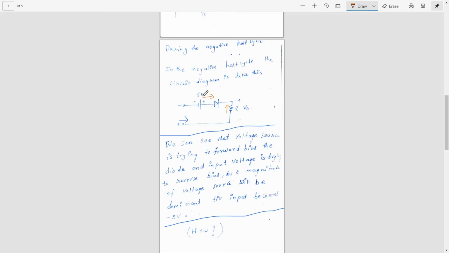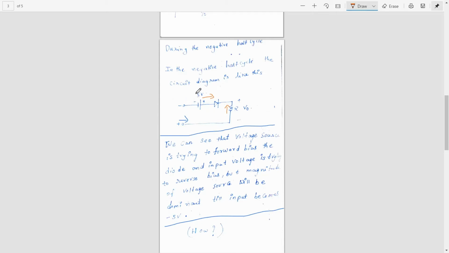So this is trying to forward bias, and the current due to the input is opposite to the arrow of the diode. So it is trying to reverse bias, or turn off the diode, and the other is trying to turn on the diode. Now when will it turn on and when will it turn off? Let's read this sentence here: voltage source will be dominant till input becomes 5 volt.